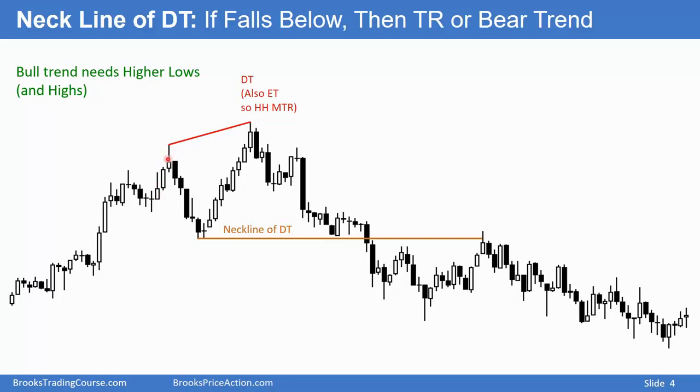There's not much buying here. This is also a minor higher low. This is a major higher low. The bears tried to reverse strongly. The bulls reversed back up even stronger and got a new high.